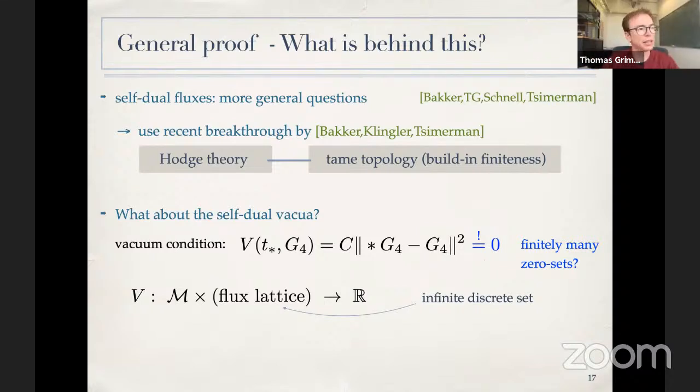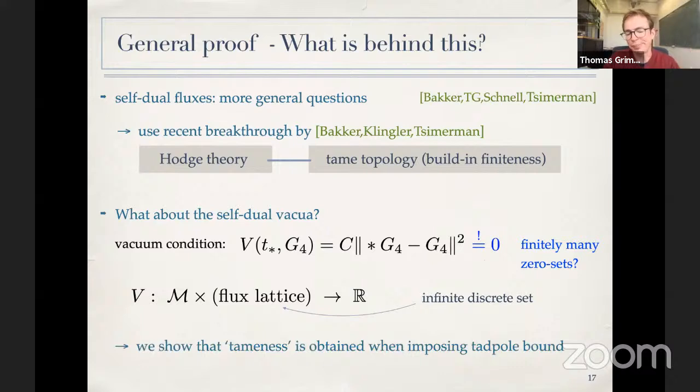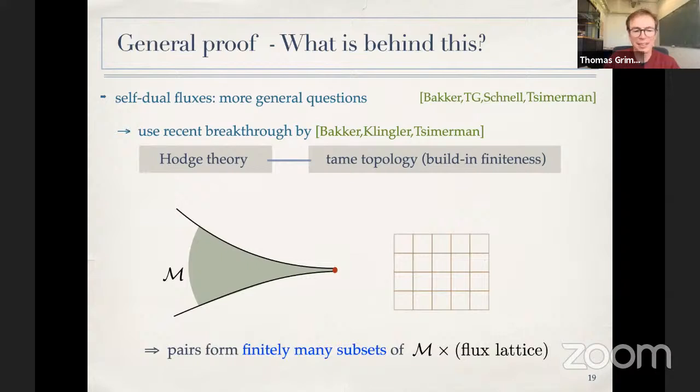And the second aspect is you could think, well, I have infinitely many fluxes to choose. And so an infinite discrete set, so you could imagine that you suddenly get infinitely many images or infinitely many zeros. And in fact, what we show is that this finiteness, this tameness, is preserved if you impose this tadpole bound. So indeed what one finds is that one only finds finitely many pairs of flux choices and vacua. It could be that if you choose a flux there are flat directions, that's totally fine, but just finitely many such choices. Or if you switch on no flux, then the whole moduli space is a flat direction, but it's just one connected set. The answer is then it's just finitely many.